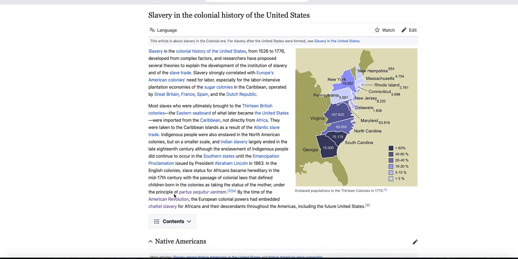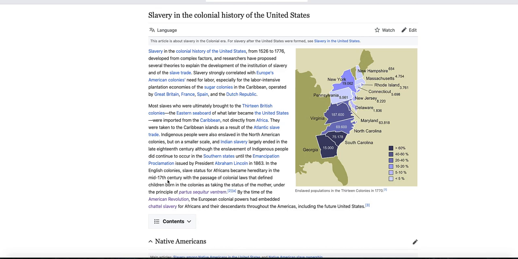Under the principle of partus sequitur ventrem. By the end of the American Revolution, which was like 1765 to 1780 something or 83, I think. And again, I wrote down a little note here because I just wanted to see how they were wording it. And it said that the American Patriots, and again, then we would have to know exactly really what the Patriots were, and the French beat Britain.